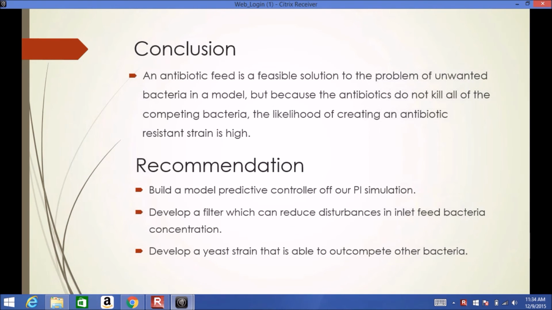In conclusion, an antibiotic feed is a feasible solution for a model, but probably not for real life, as the bacteria will probably build up resistance to the antibiotics. Recommendations would be for a model to build a model predictive controller rather than using a PI controller, as it can predict when the bacteria is going to overshoot and correct for it early on rather than later. And then for real life, to develop a yeast strain or bacteria strain that can outcompete the other bacteria.